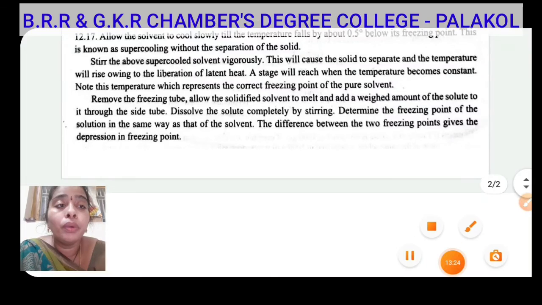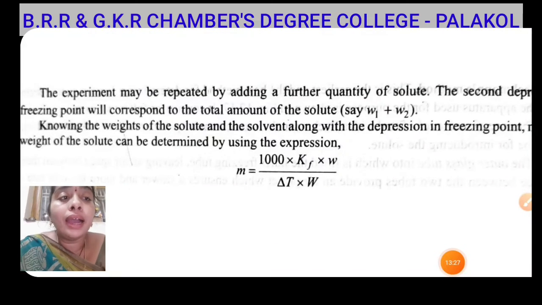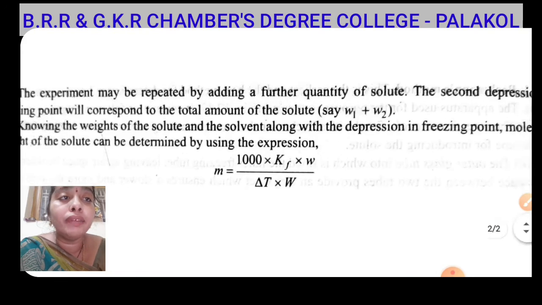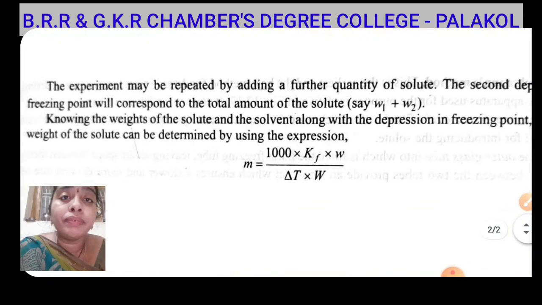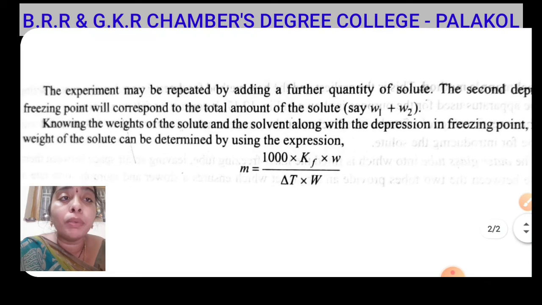Now note T0 and T1. T0 is the freezing point of the pure solvent and T1 is the freezing point of the solution. The experimental method may be repeated by adding a further quantity of solute. The second depression in freezing point will correspond to the amount of the solute.